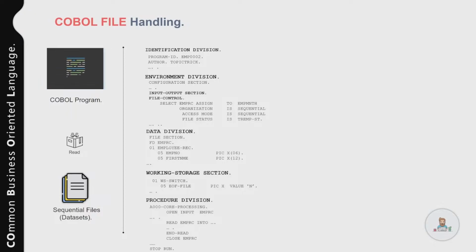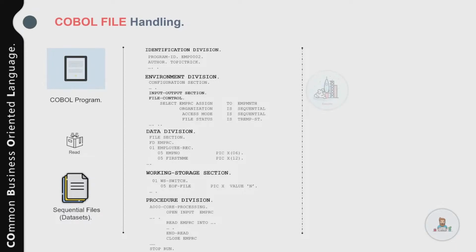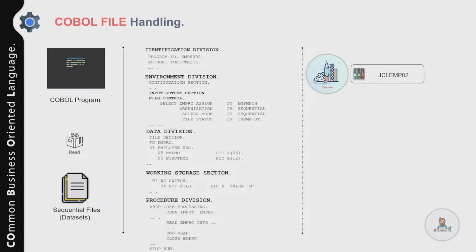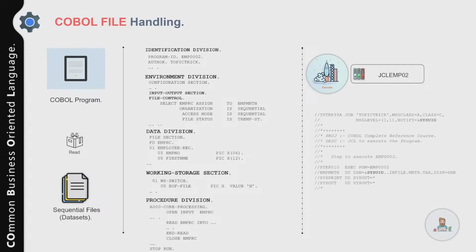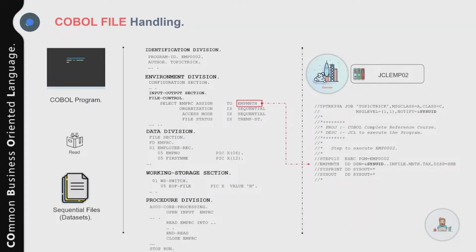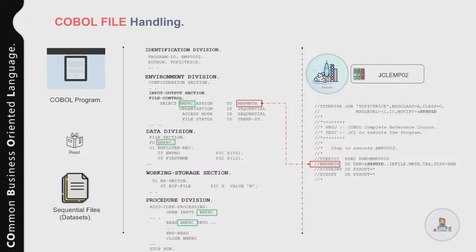After that, you have the data division where you have the file section. There you specify the actual layout of the file, that includes the name of the fields and the length of those corresponding fields. Then you have the working storage section, which is generally used to specify the variables that you will be using in your COBOL program. After that, we have the procedure division, which is used to specify the business logic. In the procedure division, we have a paragraph called A000-core-processing. The file that we specified in our file control section and the layout that we specified in the data division is processed in this particular section.